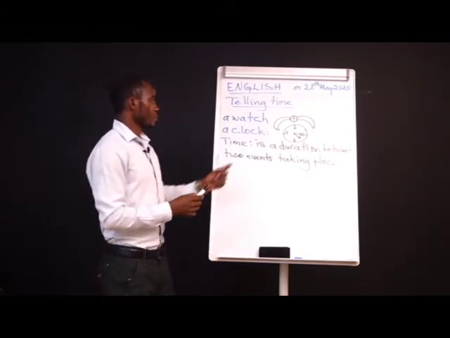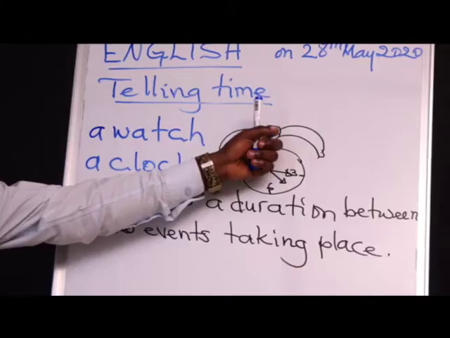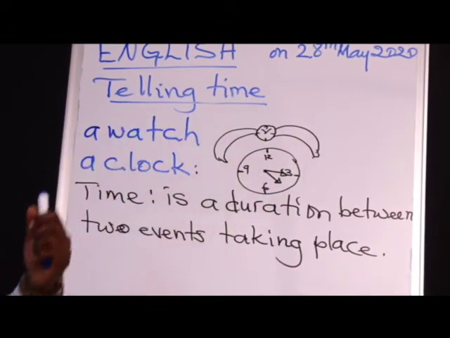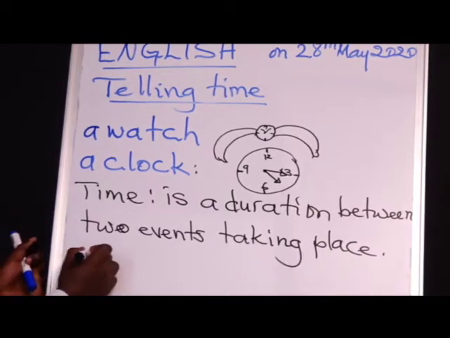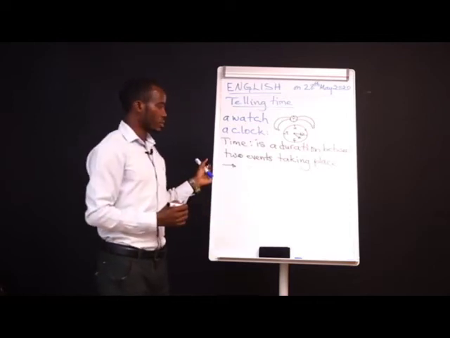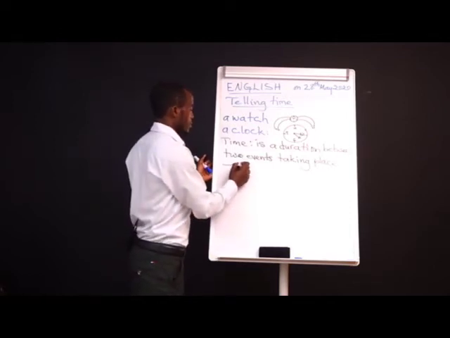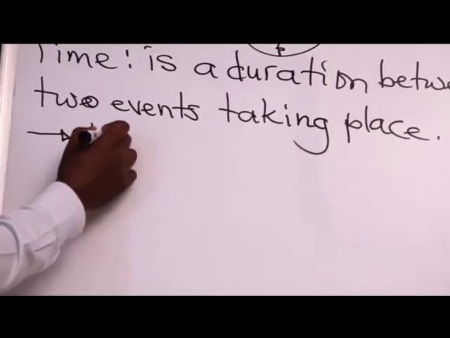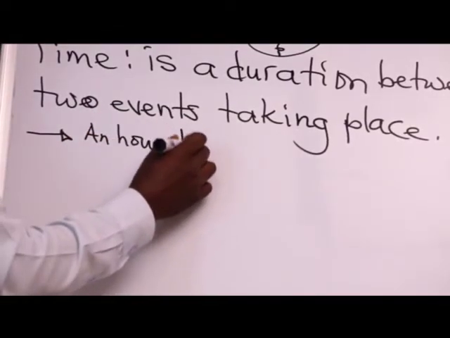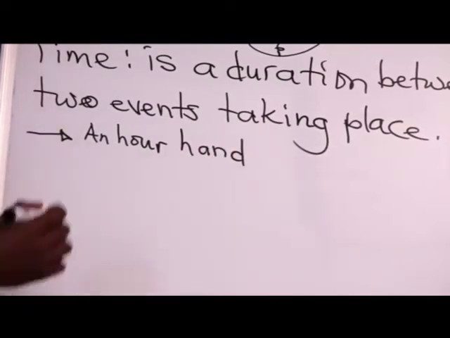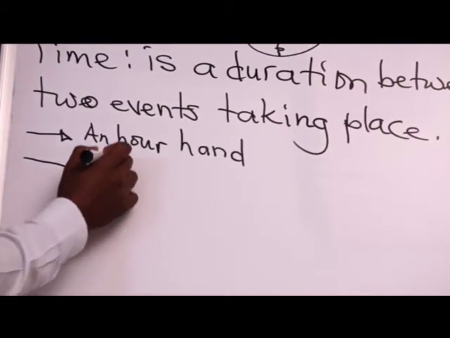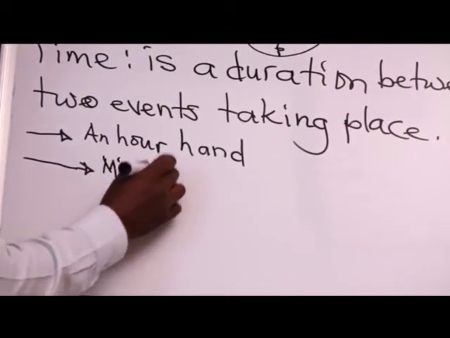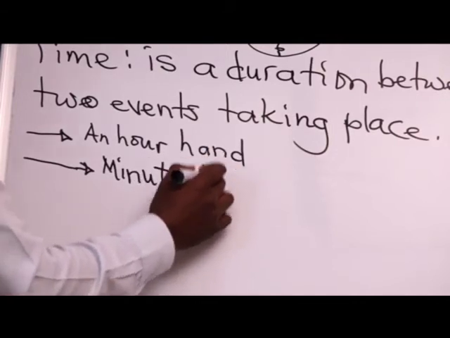Then, in a watch or a clock, you see that it has two different hands. When you talk about the hands, this is to mean the shortest one indicates the hour hand. The longest indicates minute's hand. Minute's hand.